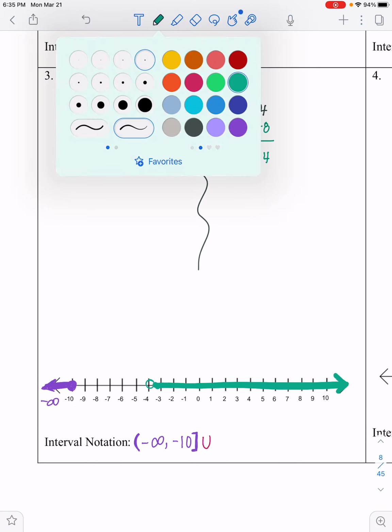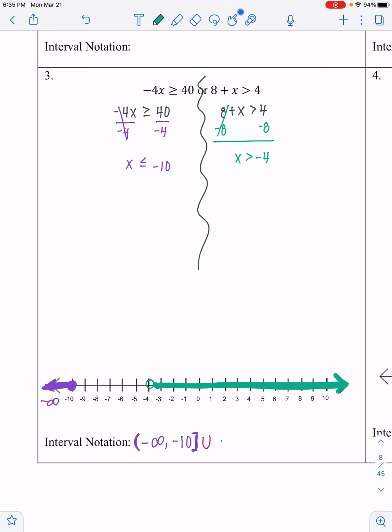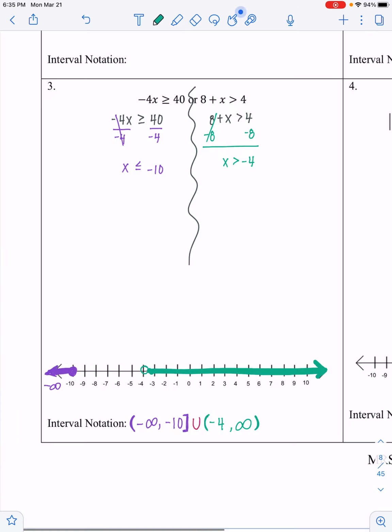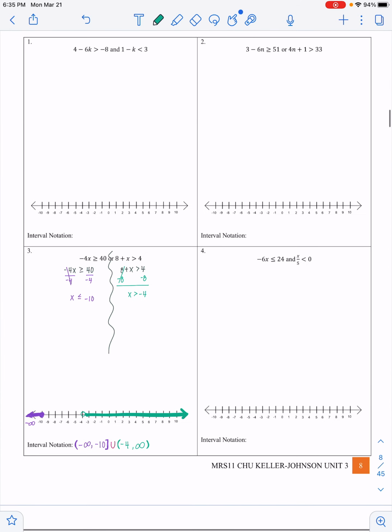And then let's do the green piece. Green goes from -4 to +infinity. I'm going to do the easy piece first again. Infinity gets a parentheses. And then -4, since it's an open circle, also gets a parentheses. So there are more practice problems for you guys to try.